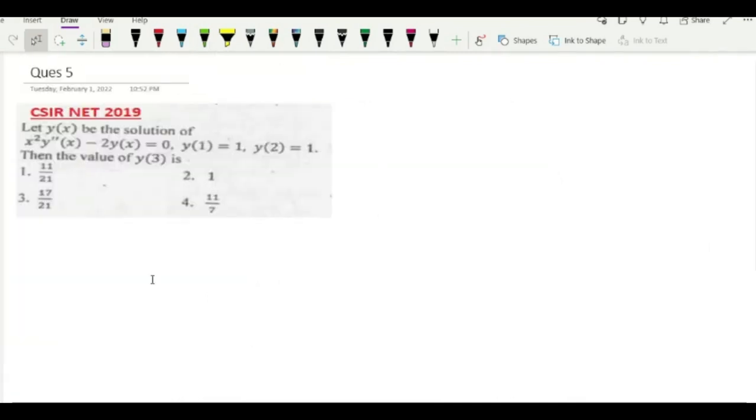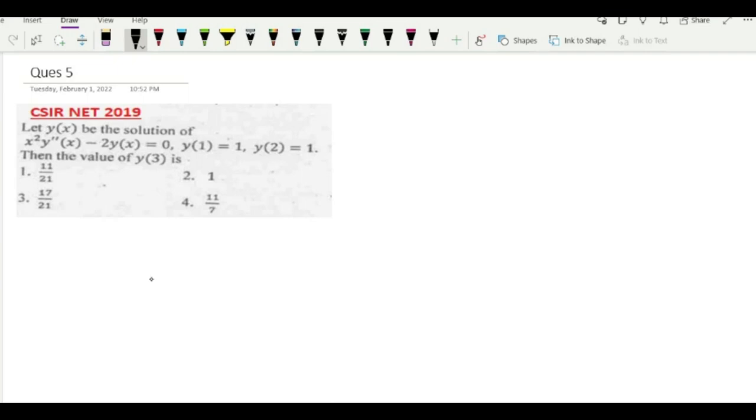We have the next question from the CSIR NET examination 2019. The question: x² y'' − 2y = 0, y(1) = 1, y(2) = 1. Then find the value of y(3). Option 1 is 11/21, the second option is 1, the third option is 17/21, and the fourth option is 11/7.